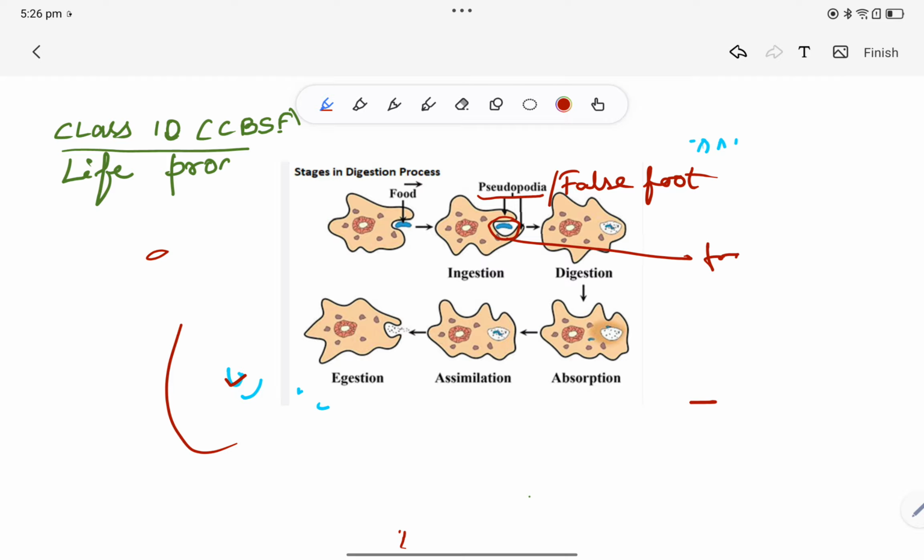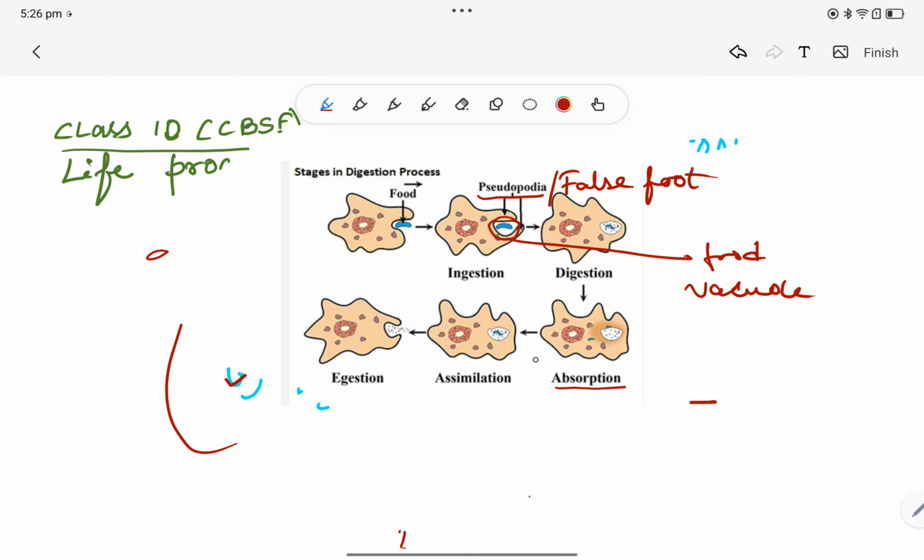I'm writing here food vacuole. So this is our food vacuole. The food is taken inside, it is ingested, and then it is digested. It means the complex food is broken down to a simpler form. Then what happens? Absorption. It means the nutrients that were present inside the food are taken.